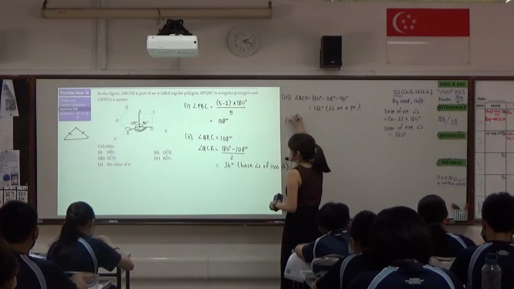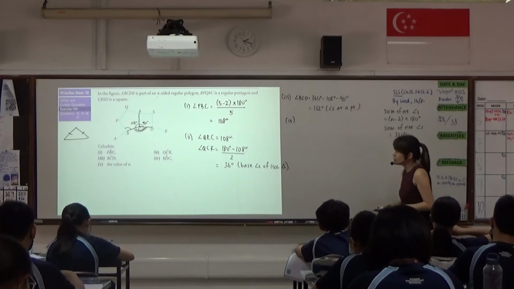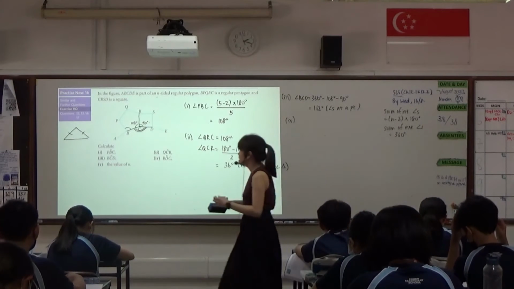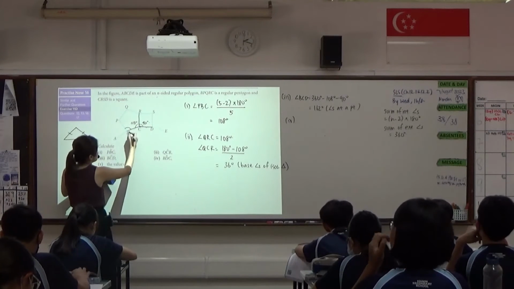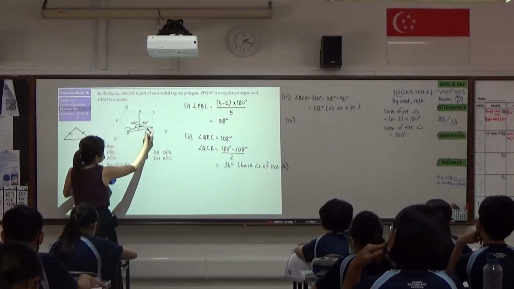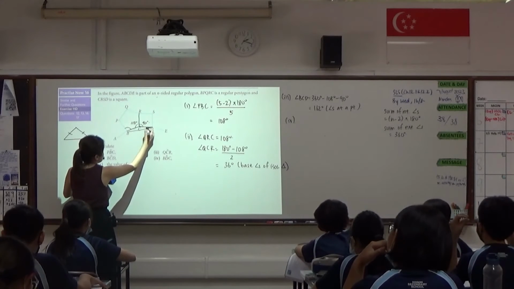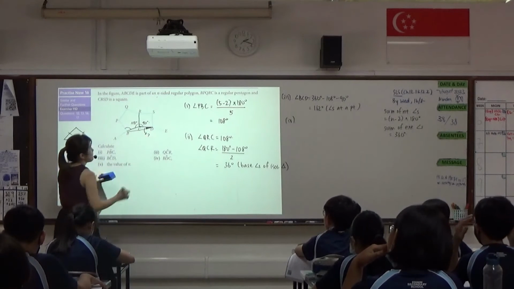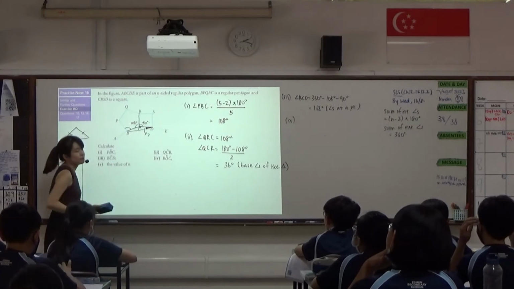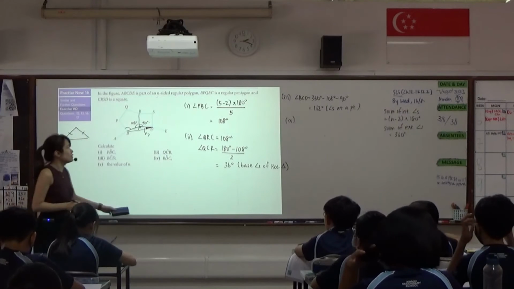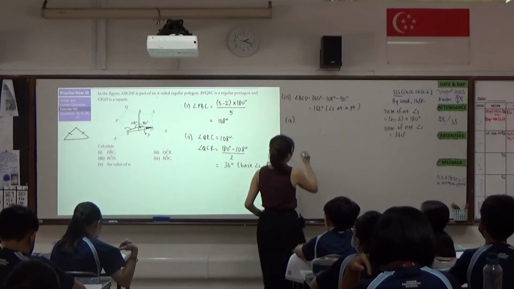Alright, and then next, part 4. Finding out what is angle BDC. So let me just erase this. BDC is this angle here, the small one here. Since we already know that this is 162, how do we find out what is angle BDC?